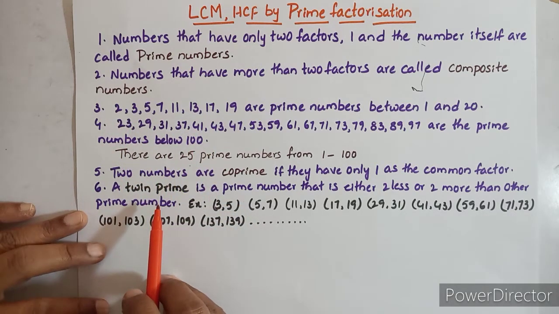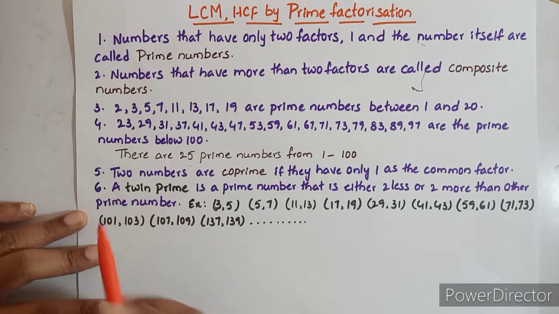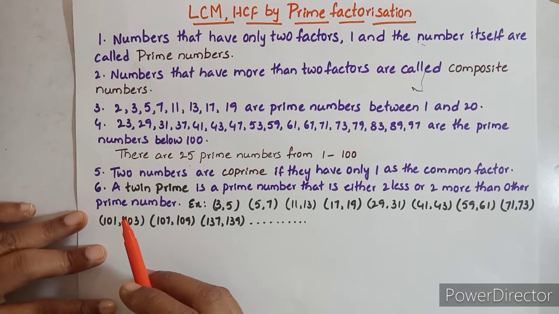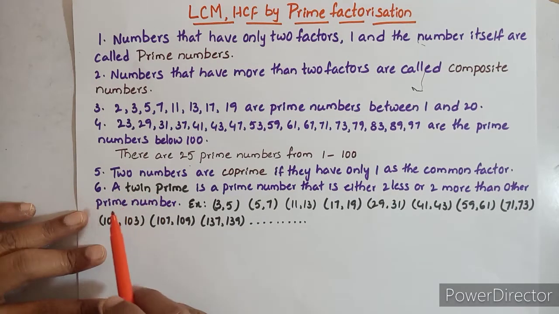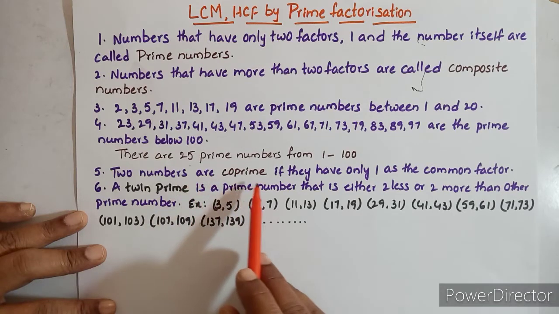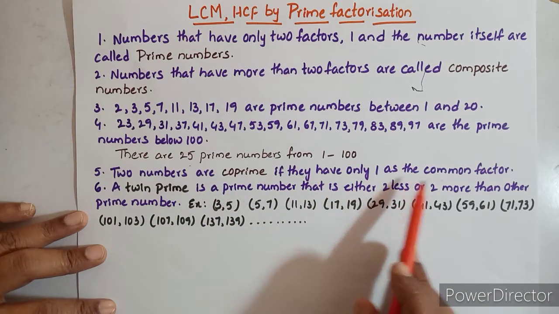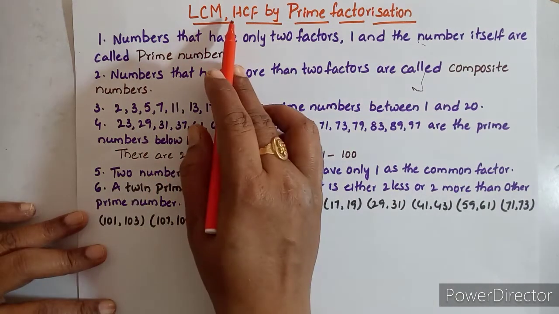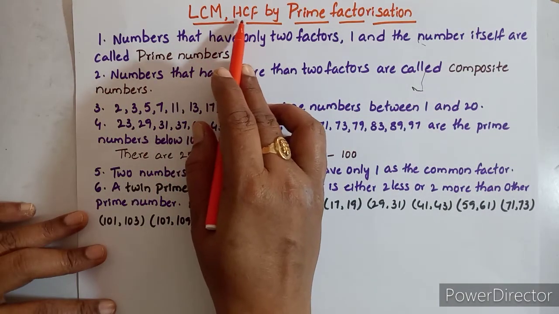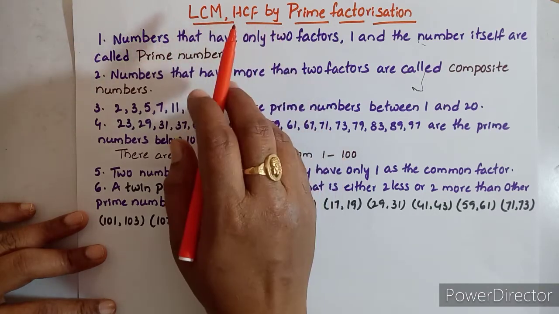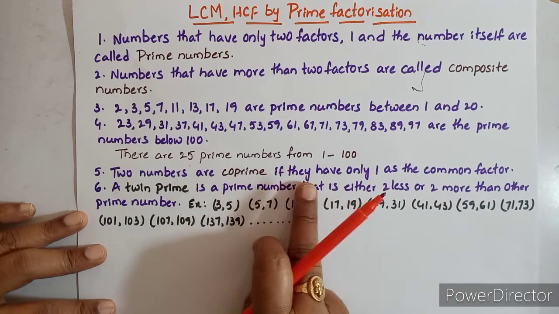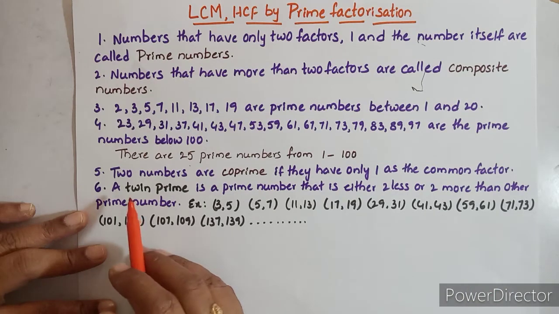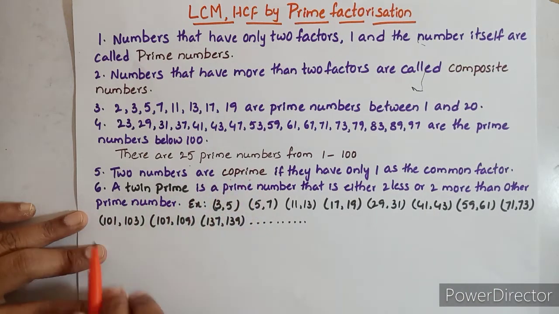And we have one more kind, co-prime numbers. In further sessions I will give you more clarification about co-prime numbers and twin prime numbers, but here I am giving a short clarification. Two numbers are called co-prime if they have only one as the common factor. When you are finding the HCF, we are finding the common factors of the given two or three numbers. When two numbers have no common factor other than one, such numbers are called co-prime numbers.